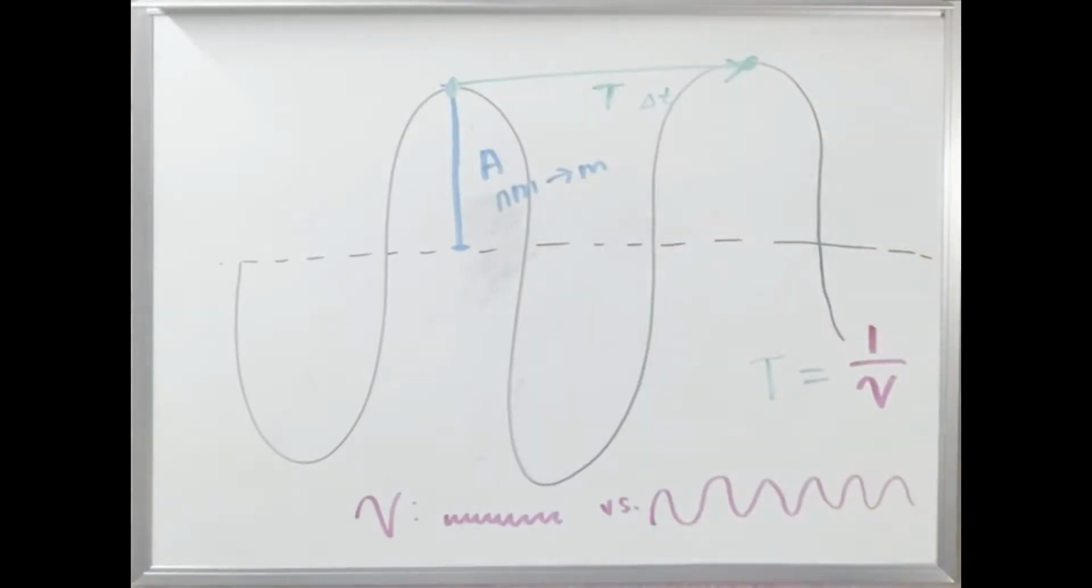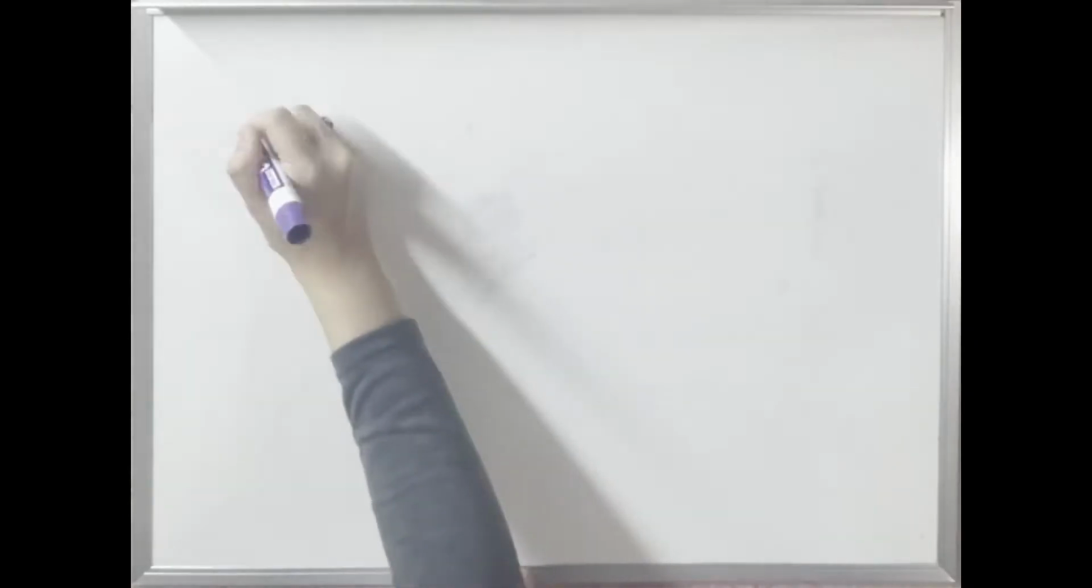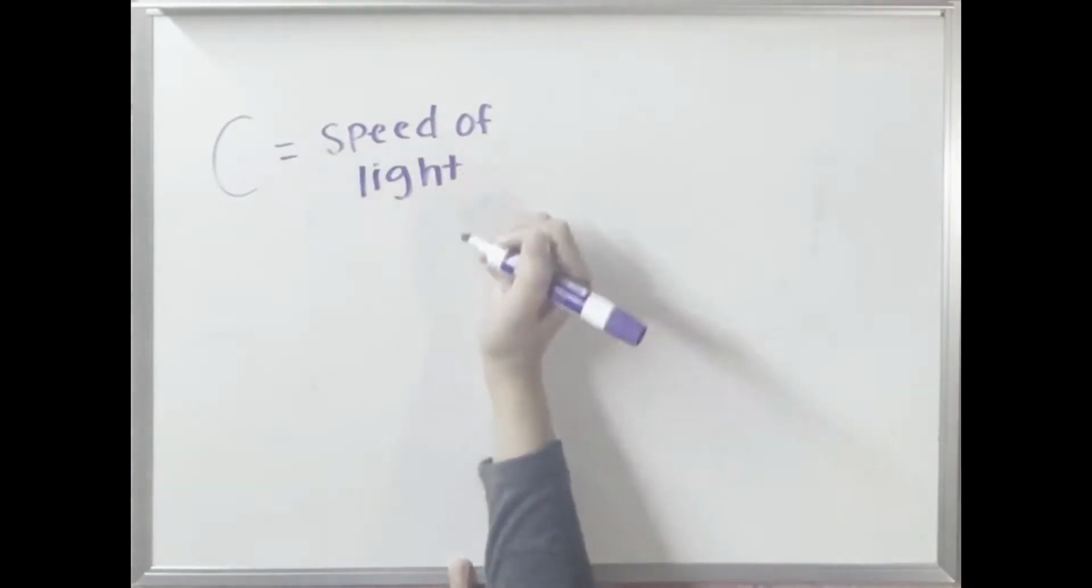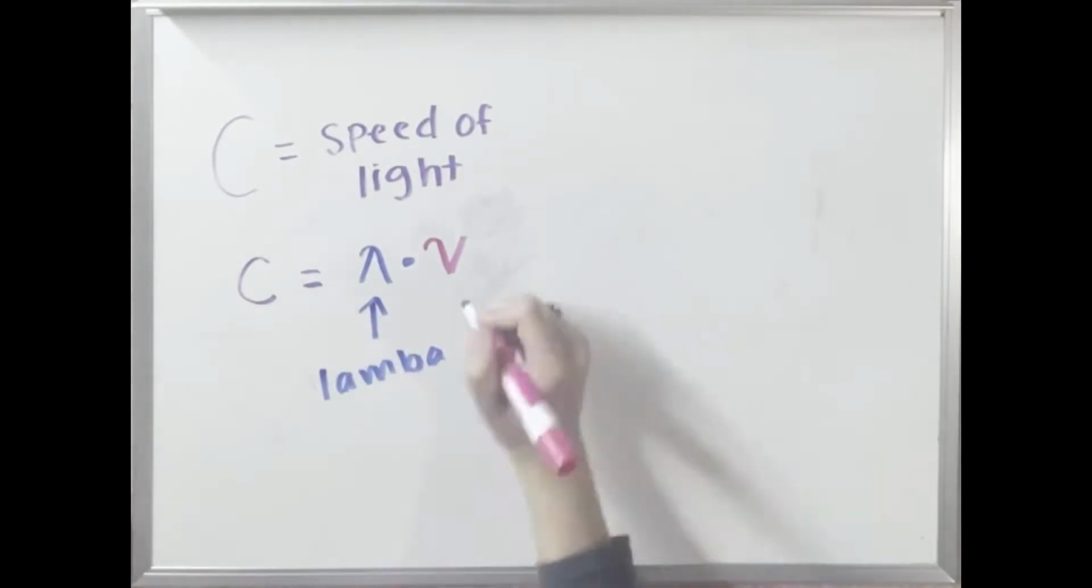Period is simply the reciprocal of frequency and can also be defined as the time in seconds that it takes for a complete wave or one wavelength to pass through a given point. Additionally, each wave can be expressed in terms of c, the speed of light, where c equals lambda times nu. Lambda is the wavelength and nu is frequency.